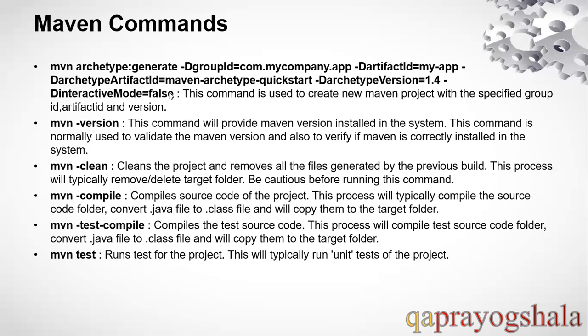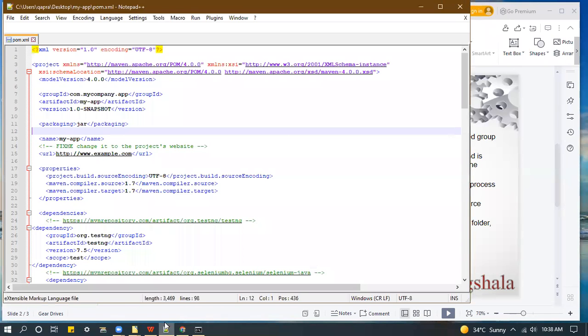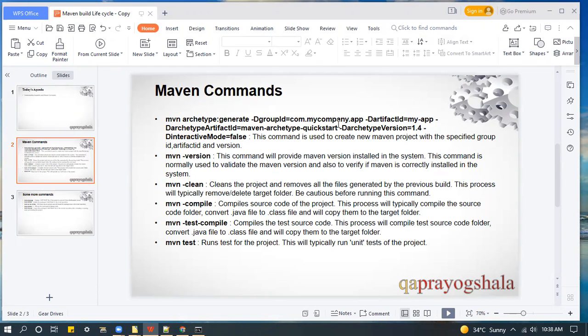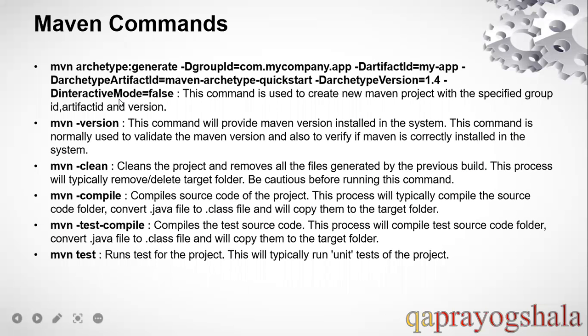To make it clearer, here is my pom.xml file. In Maven we have one pom.xml file, and within that we have the group ID, the artifact ID, and the version. In this command, the group ID refers to the group ID, the artifact ID is the artifact ID, and finally we have the version. So this is what it means. Through this command we can create a new Maven project using the command prompt. This is the very first command.